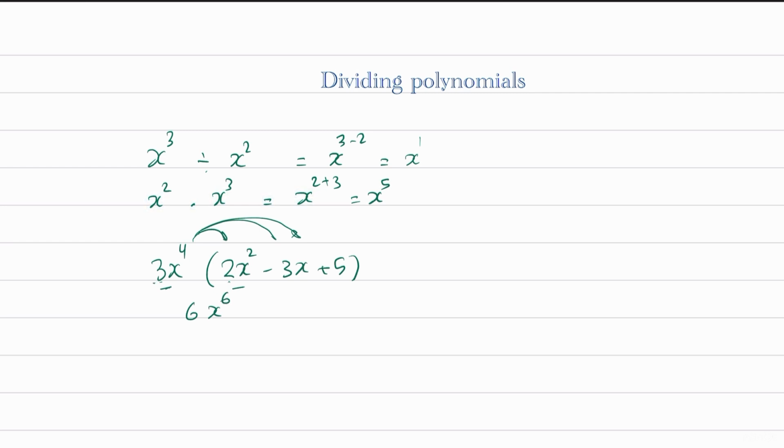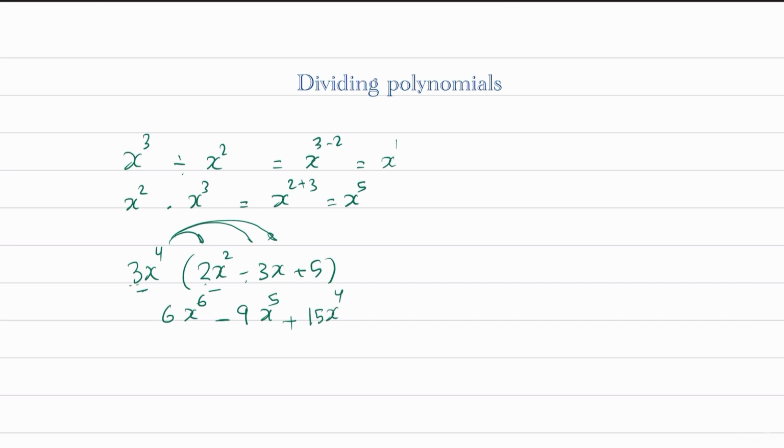Then positive times negative equals negative. 3 times 3 equals 9. X power 4 times x power 1 is going to be x power 5. Positive times positive is positive as well. 3 times 5 equals 15, x to the power 4.